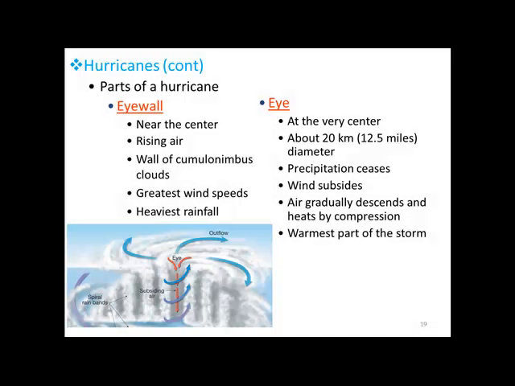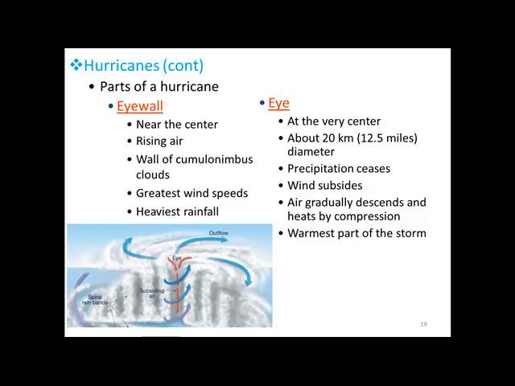Some of the parts of a hurricane that you should be aware of are the eye wall and the eye. If you think of a paper towel tube, and look down inside a roll of paper towels, that space in the center would be the eye. This is the very center. The precipitation ceases and there are no winds. The air is gradually descending, and it's the warm part of the storm, but nothing's really going on there.